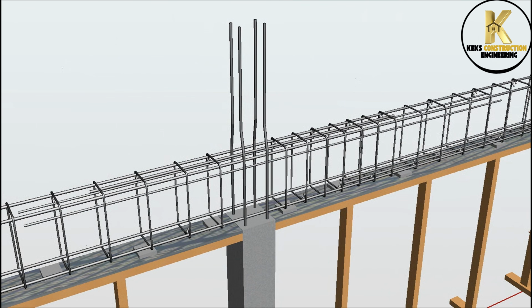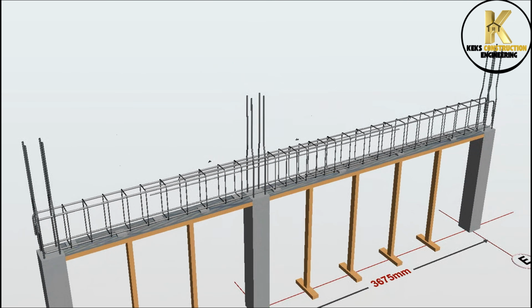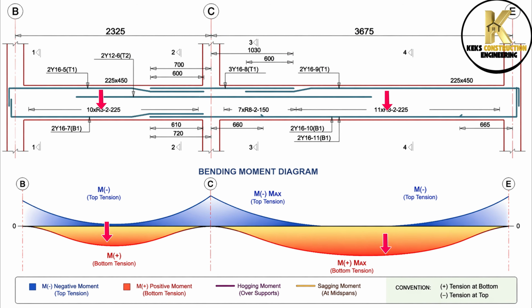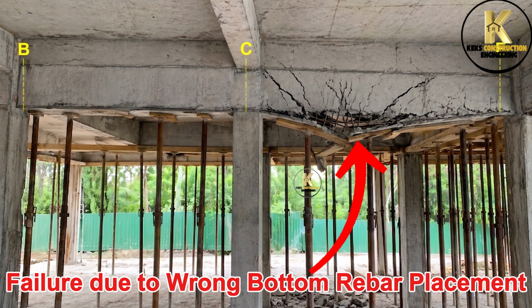Now, let me show you why it's very important to interpret and place these top and bottom bars correctly. Tension forces are maximum at the mid-span, thereby causing the mid-span to experience high sagging or positive bending moment. That's why extra bottom bars are provided at the mid-span to balance these tension forces. If you wrongly interpret and place these bars, your structure will fail like this.